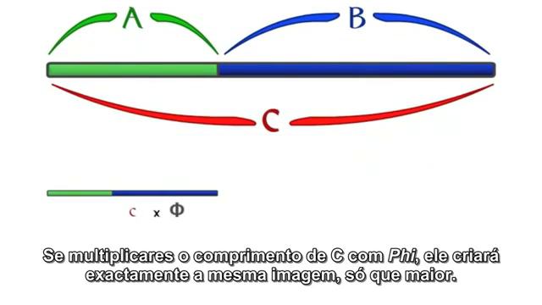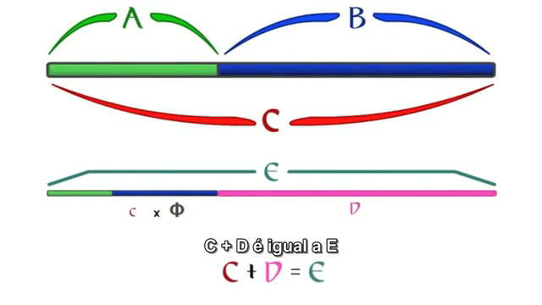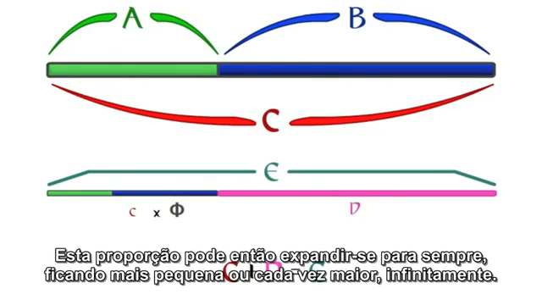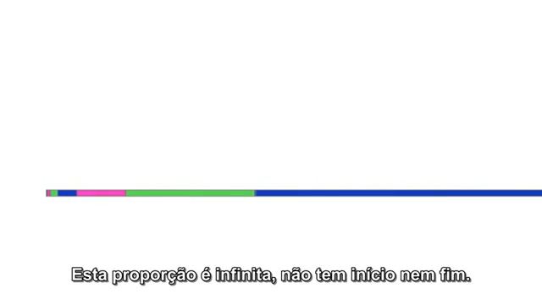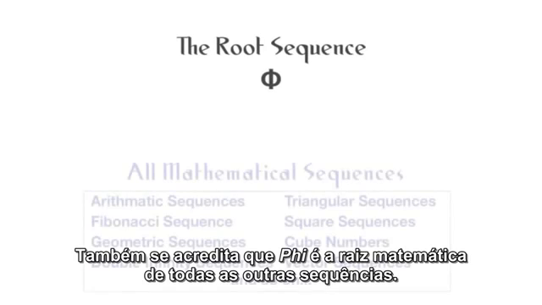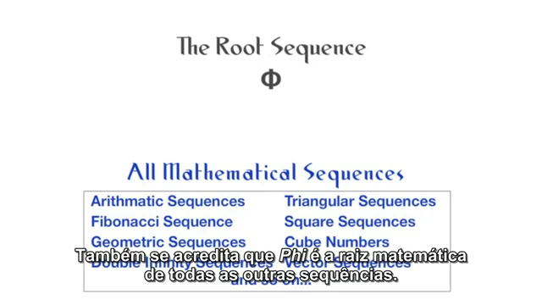If you multiply the length of C with Phi, it will create the exact same image, only bigger. C and D is equal to E. This ratio could then span on forever, going smaller and smaller or bigger and bigger forever. This ratio is infinite. It has no beginning and no end. It is also believed that Phi is the mathematical root of all other sequences.